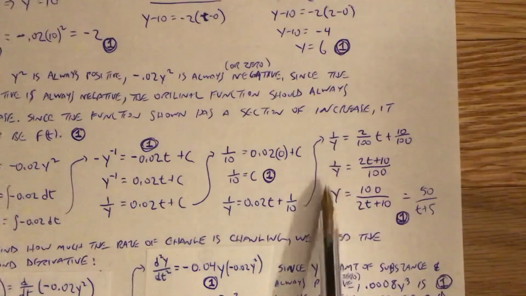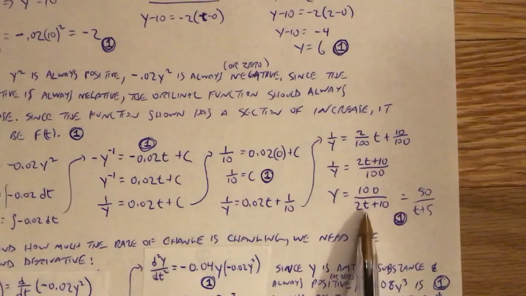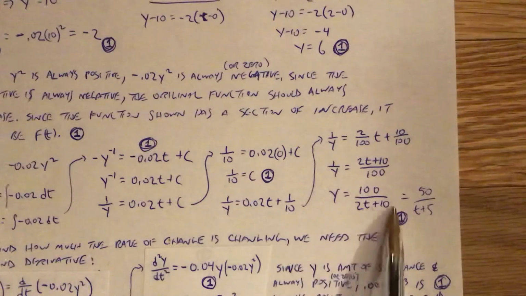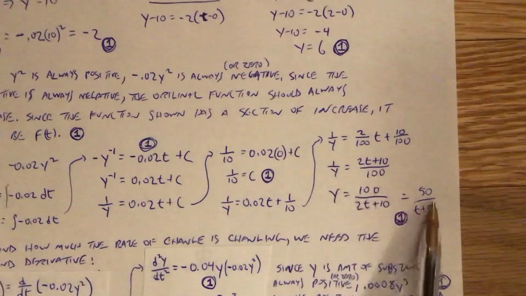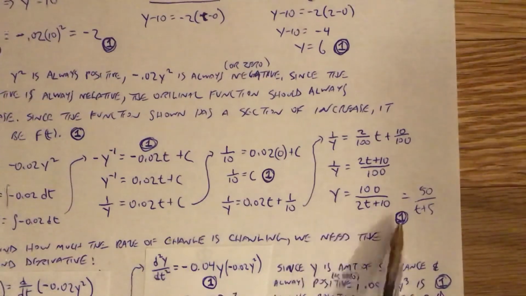If I reciprocate 1 over y, I get y. If I reciprocate this fraction, I get 100 over 2t plus 10. Since the y is now by itself, this is an answer. I did simplify it just in case, because 2's go into both of these. You could simplify it down to 50 over t plus 5, but you don't have to do that. Basically, getting y by itself is the last point.